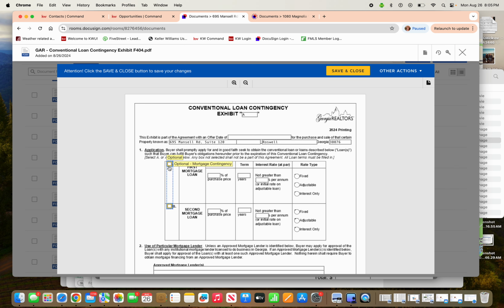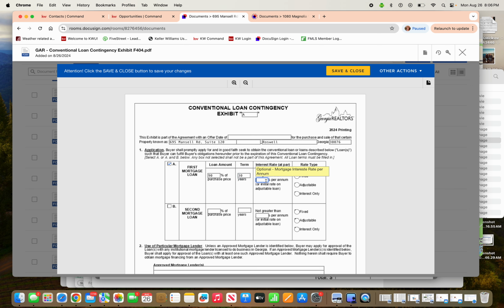So how are they paying for it? Typically, for most people, it's going to be a first mortgage loan, percentage of the purchase price. So if your buyer is putting down 10%, then they're going to have a 90% loan. Terms, probably 30 years. Don't be super caught up on it, they could be doing a 15-year loan. So if they are doing that, you would want to put that in there.